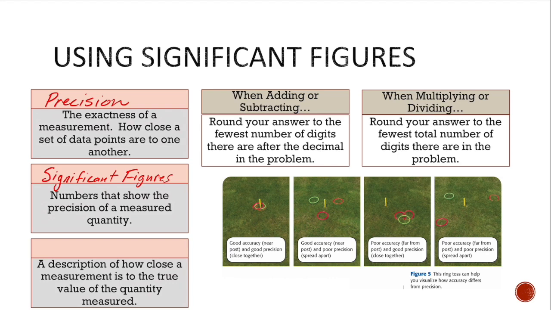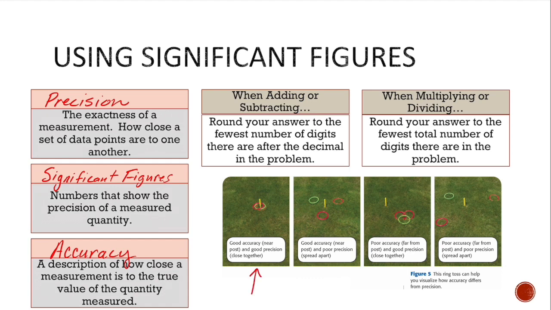The last term that we have is a term called accuracy. Accuracy is a description of how close a measurement is to the true value of the quantity measured. So let's look at some examples, and we'll use a yard game of being able to toss some rings onto a post that's in the ground.